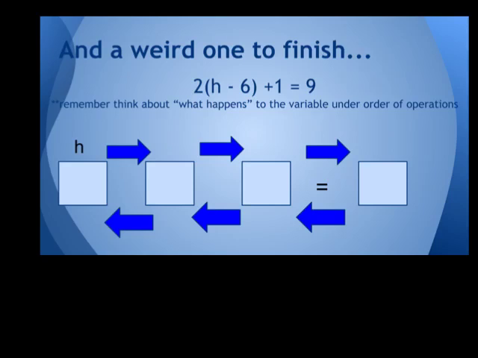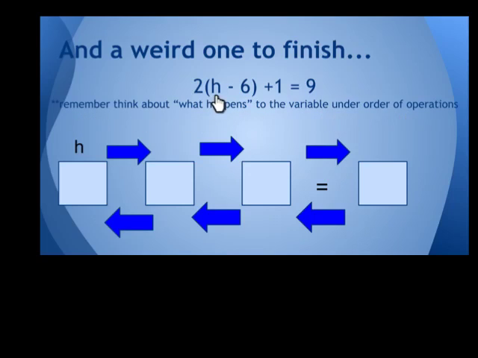Okay, one last equation. This is a kind of weird one. It doesn't look like any of the other ones we did, but it's still an equation. It's got a variable expression equal to some value. All right, so in order to do this one correctly, we really want to focus on what happens to the variable using order of operations.